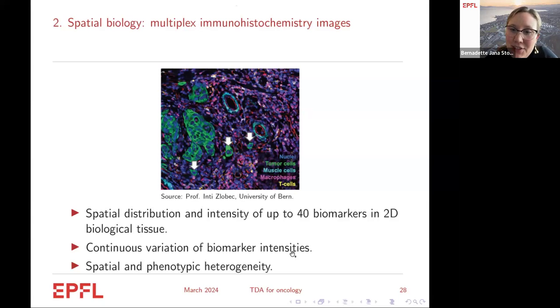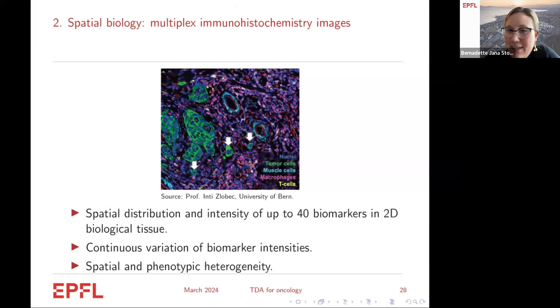What this allows you to do is that you can distinguish lots of different cell types. So for example, tumor cells, muscle cells, macrophages, T cells, and even subtypes of the same type of cell. So for example, different macrophage subtypes you can distinguish with these markers. And so this allows you to study the spatial and phenotypic heterogeneity in such tissue, given the right methods.